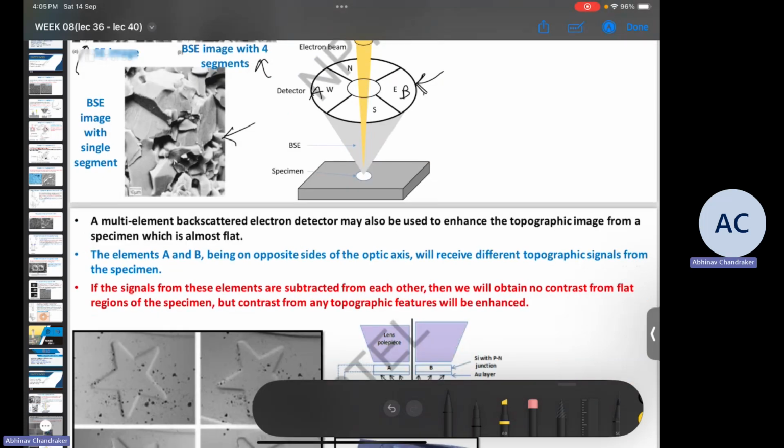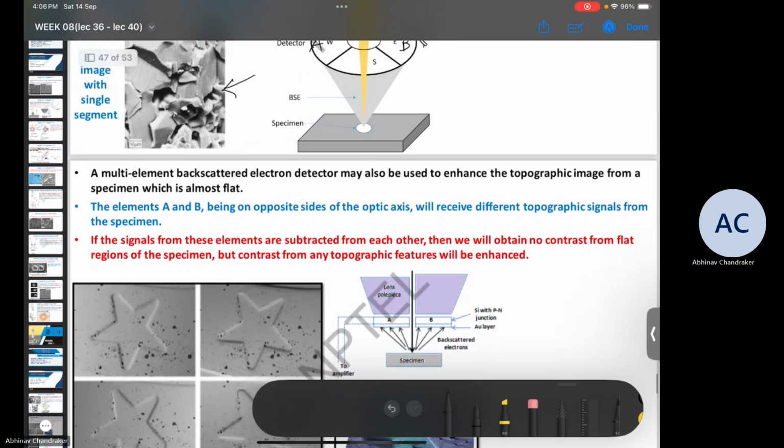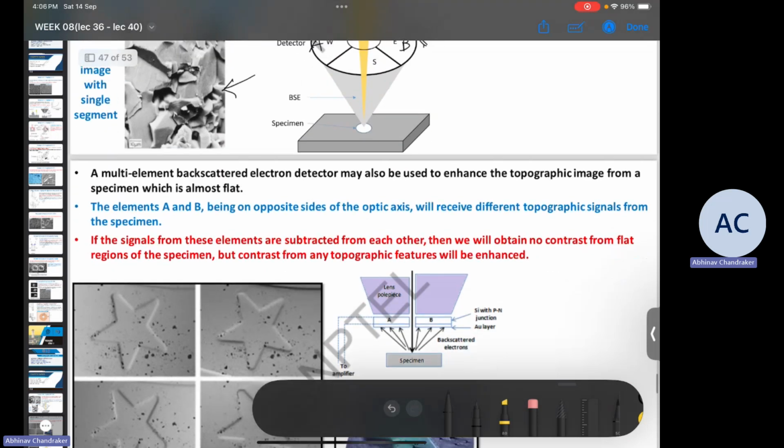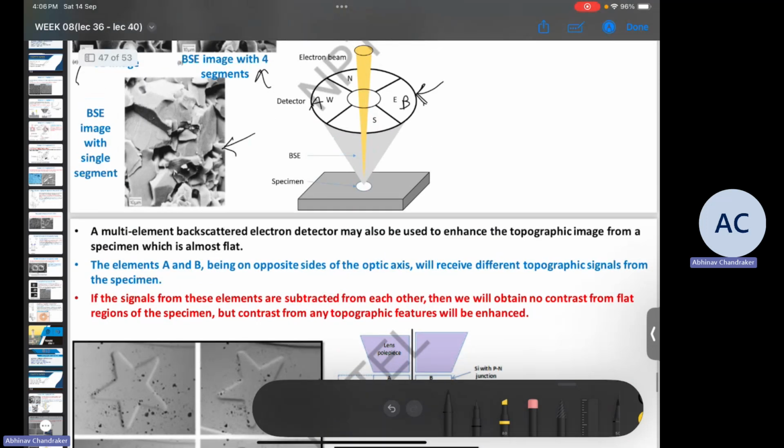Firstly there will be an effect due to the atomic number of the elements in that region, but since that effect will be the same for A and B, the amount of signal reaching A and B due to the atomic number contrast will be the same. But because topography also plays a role, the BSE electron intensity at A will be different from that at B, and by subtracting the intensity that you are getting at A and B, you can get the topographic information of the specimen, because all the background will get subtracted and only the difference in signals due to topography will remain.